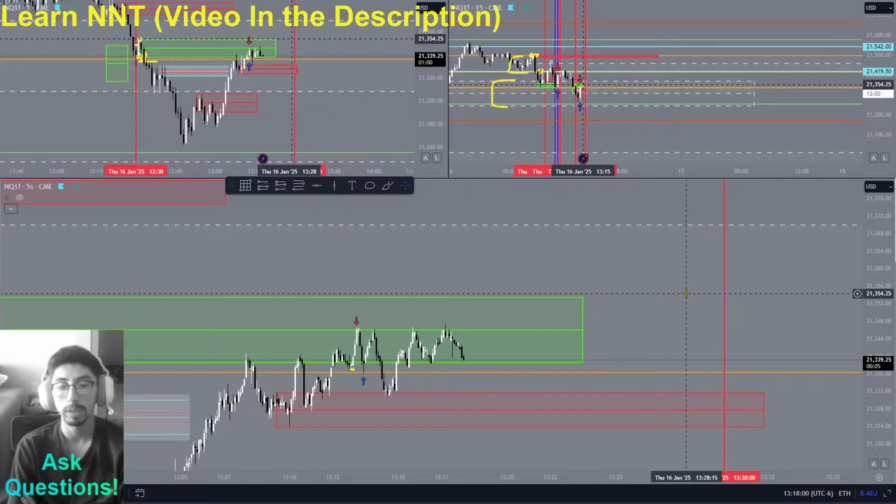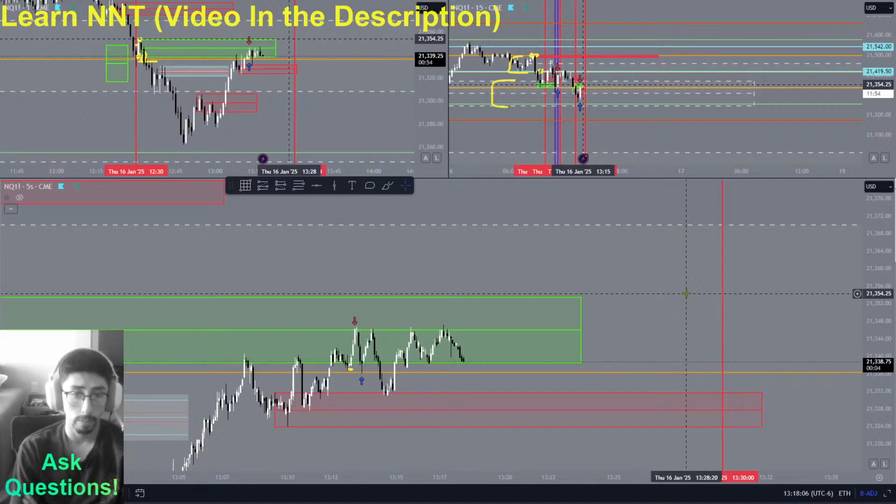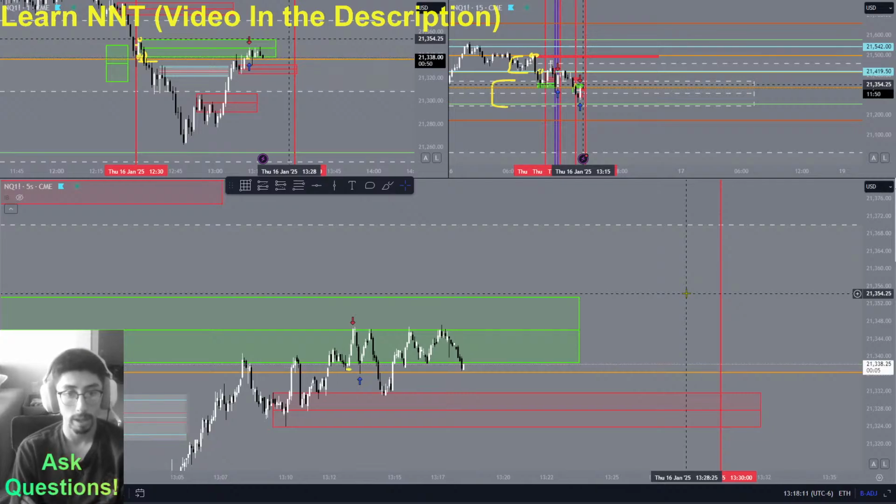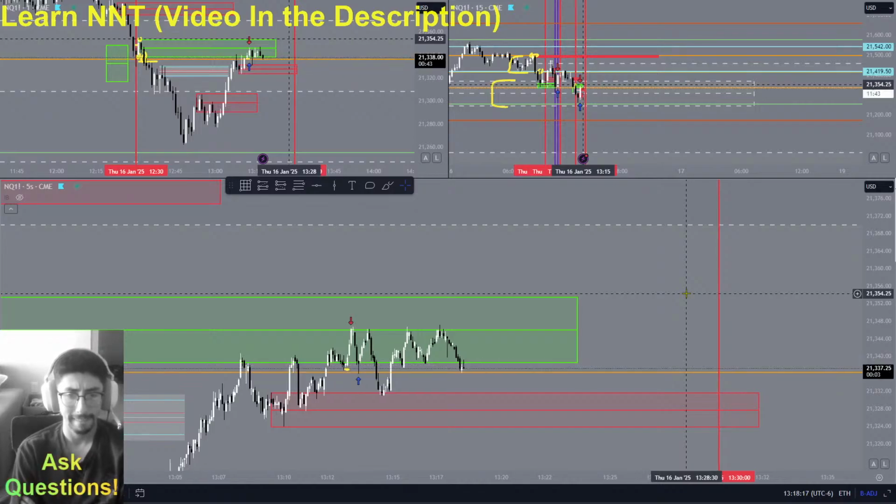That's pretty cool. I don't think we're going to do anything else, to be honest. I doubt we'll find another play. Sometimes we do. Like I see something right here forming. But it's within a zone, so I don't think I should take it.